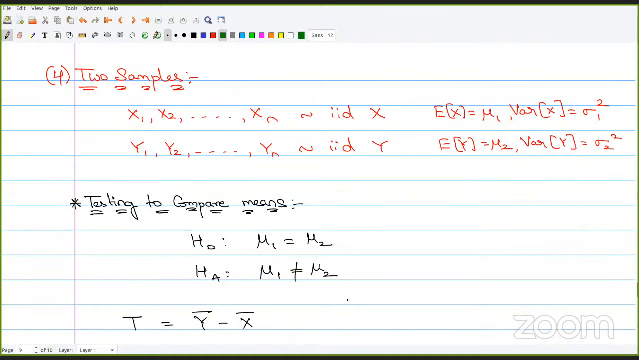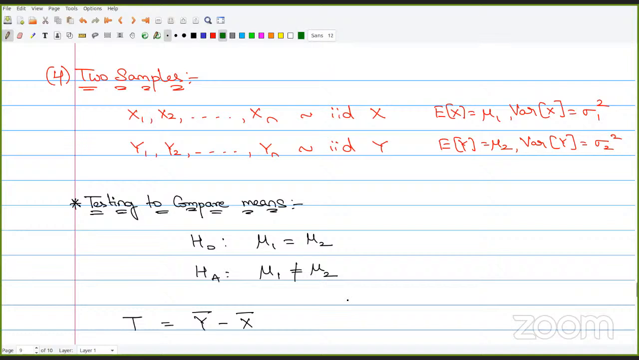So there are only three standard tests we have: testing for mean when variance is known, testing for mean when variance is unknown, testing for variance when we are considering samples from only one distribution. And there is one more case where it is testing to compare means. Okay. So when do we compare two means?